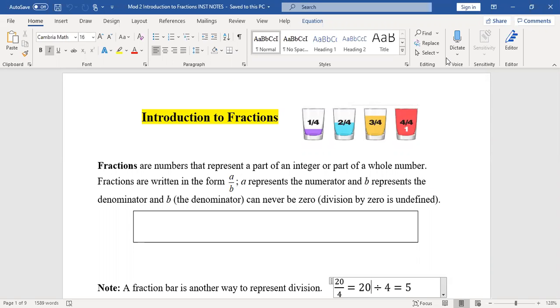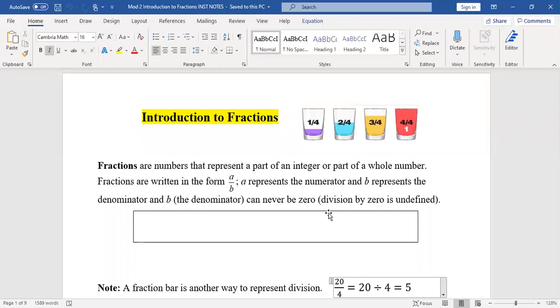Fractions are numbers that represent a part of an integer or part of a whole number. Fractions are written in the form a over b. A represents the numerator and b represents the denominator. And b, the denominator, can never be 0. That's because division by 0 is undefined.